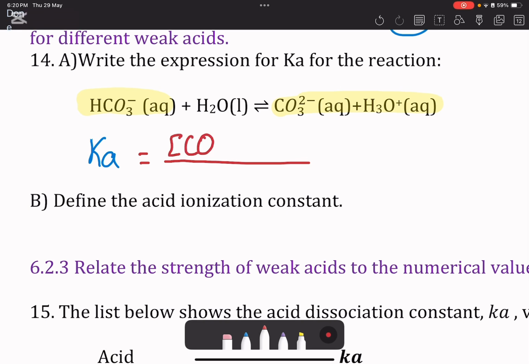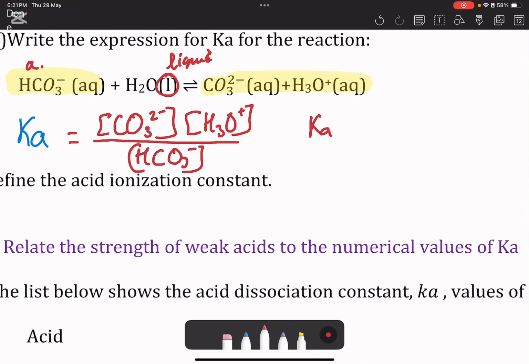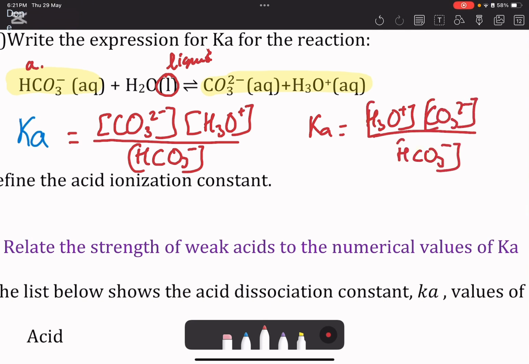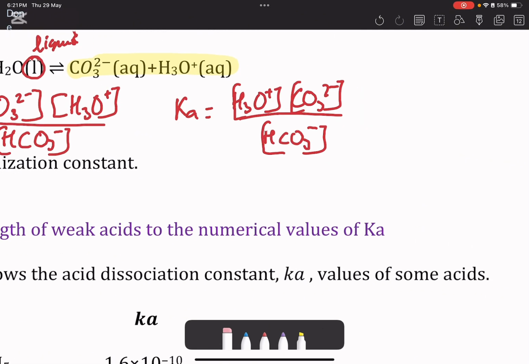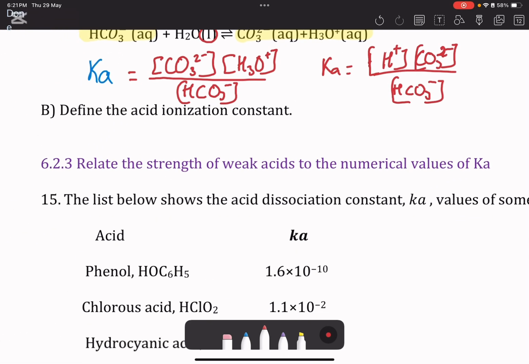So it's the concentration of CO3 minus, the conjugate base of that acid, here's the acid, multiplied by H3O plus over the acid. We do not take water because it's in the liquid phase. Now, some students ask, can I write H3O plus multiplied by CO3 minus over HCO3 minus? Yes. Others will ask, can I write H plus instead? Also, this is correct.